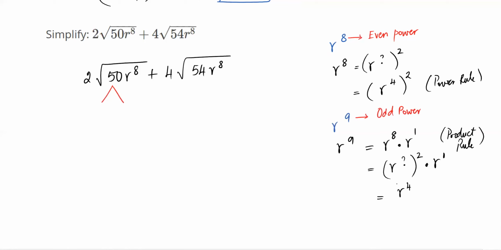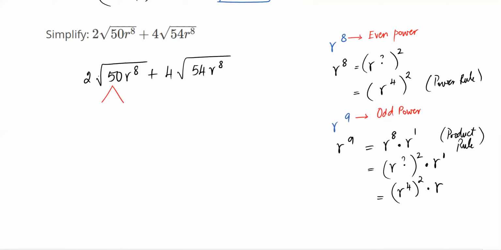So this will be r power 4 the whole squared times r, which is r power 1. So if it's an even power, simply write it as power 2, something power 2. But if it's odd, first split it as the highest even power and 1, and then do what we did for the even power.